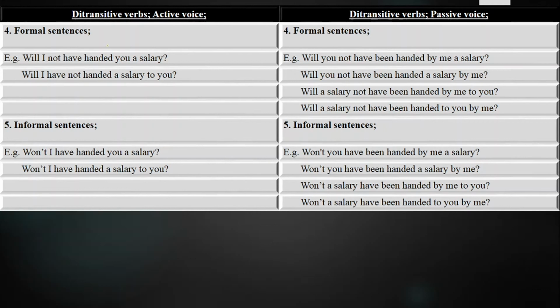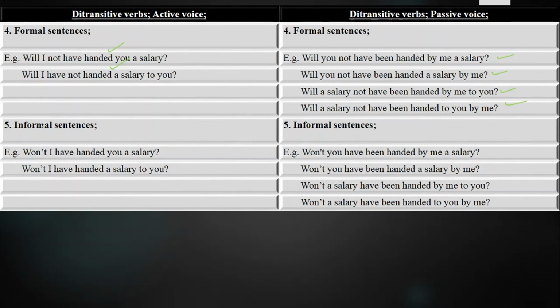Will I not have ended you a salary? Will I not have ended a salary to you? Will you not have been ended by me a salary? Will you not have been ended a salary by me? Will a salary not have been ended by me to you? Will a salary not have been ended to you by me?